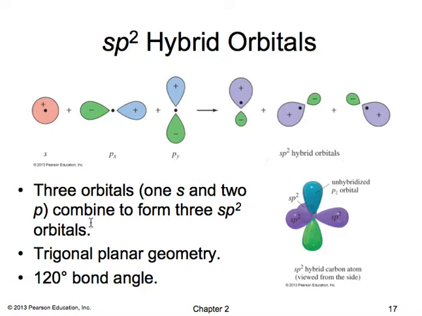These three orbitals form three sp2 orbitals. They're going to be trigonal planar in geometry, and their bond angle is going to be 120 degrees. And so here is what it looks like. And then the pz is missing. That pz just remains as an unhybridized pz orbital, shown here.